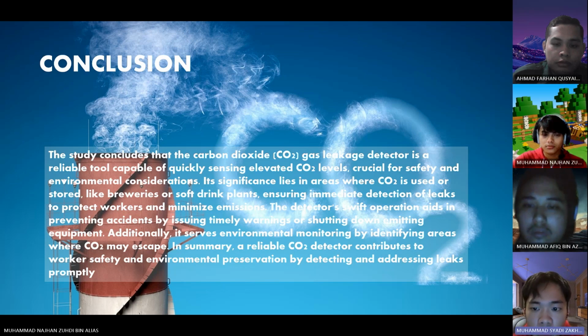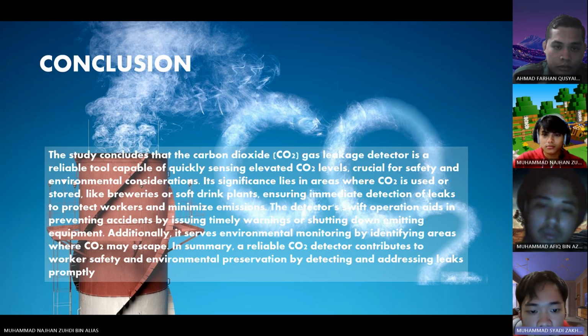The detector's operation aids in preventing accidents by issuing timely warnings or shutting down emitting equipment. Additionally, it serves environmental monitoring by identifying areas where CO2 may escape. In summary, a reliable CO2 detector contributes to worker safety and environmental preservation by detecting and addressing leaks promptly.